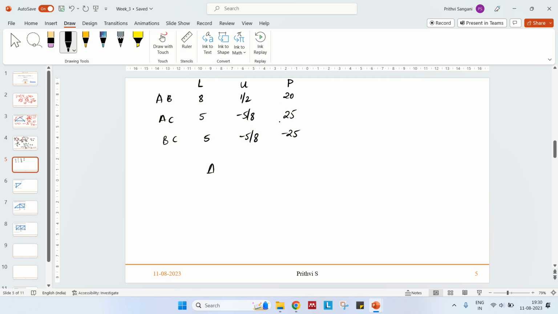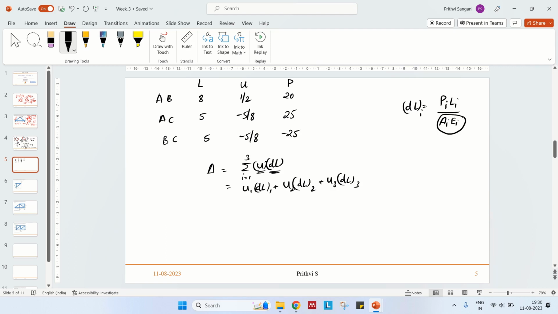How to find delta? Delta is actually the summation of U times dL. So what is dL and what is U? In this we have three members, so U is varying from 1 to 3. So we have U1 dL1 plus U2 dL2 plus U3 dL3. Now what is dL? dL is nothing but, let us say, dLi equals Pi Li divided by Ai Ei. In this, A is constant for all the members, so this is constant. So we have L varying and also Pi varying.